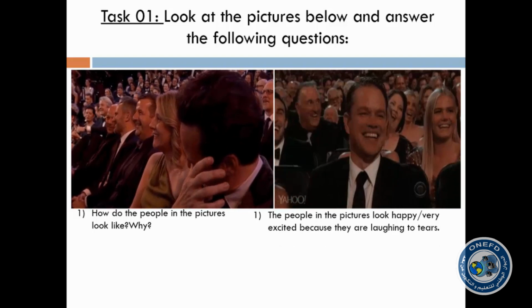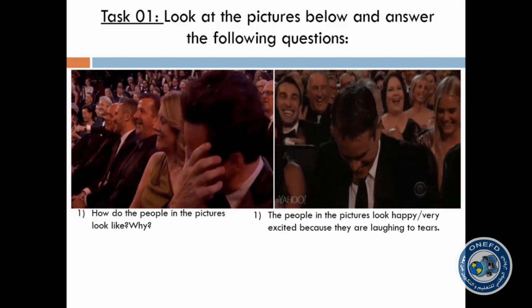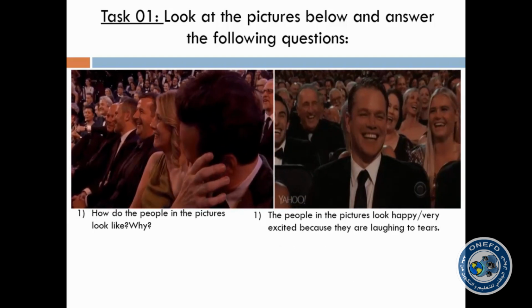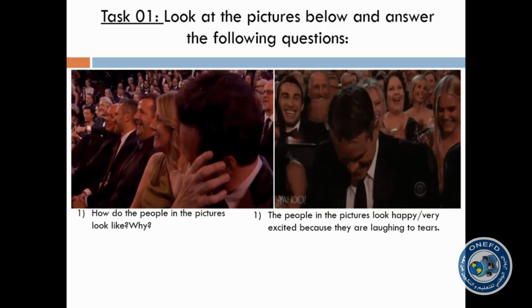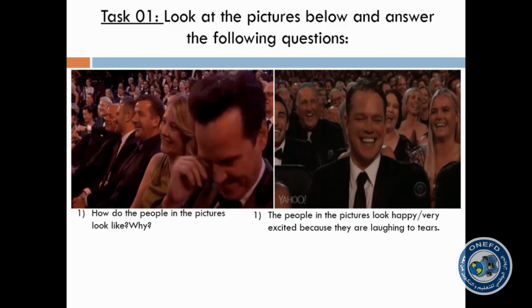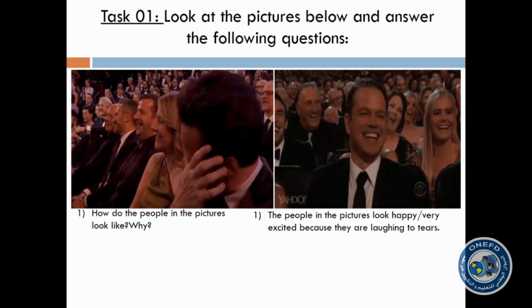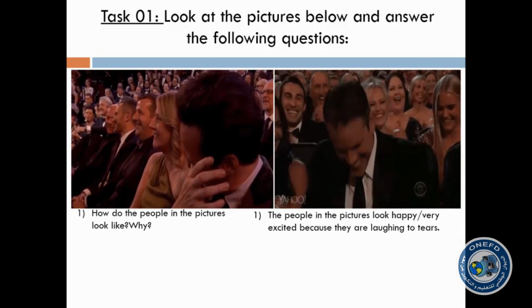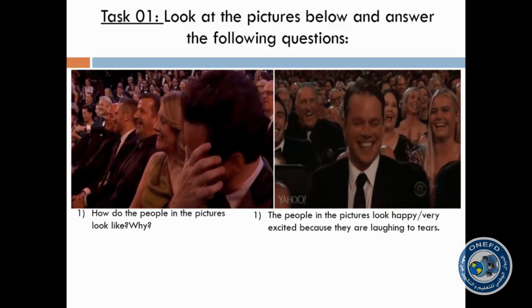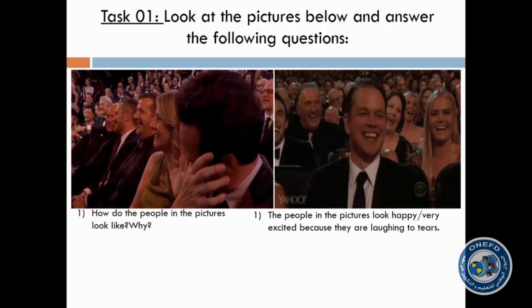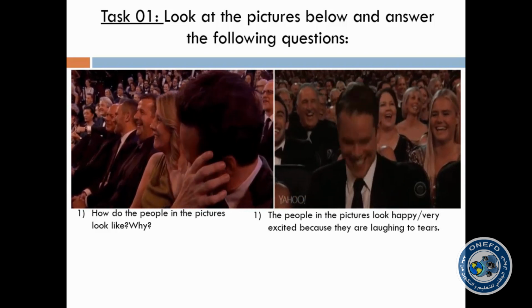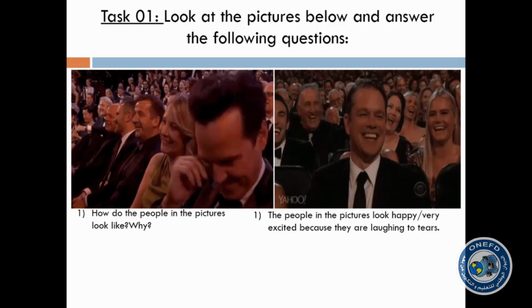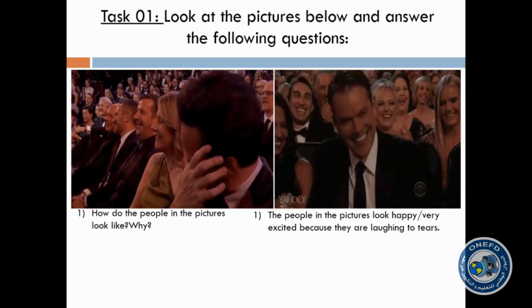You would answer that the people in the pictures look happy, they look very excited, or the emotion or the feelings they are showing is happiness and excitement. Why? Because they are laughing to tears. As you can see, the people in both of the pictures are laughing to tears. Maybe they saw something funny. Maybe someone told them a joke. Maybe they were experiencing a funny situation.